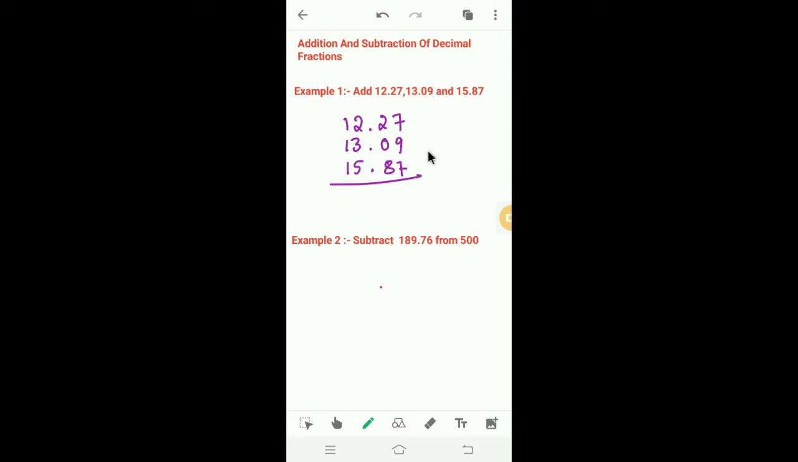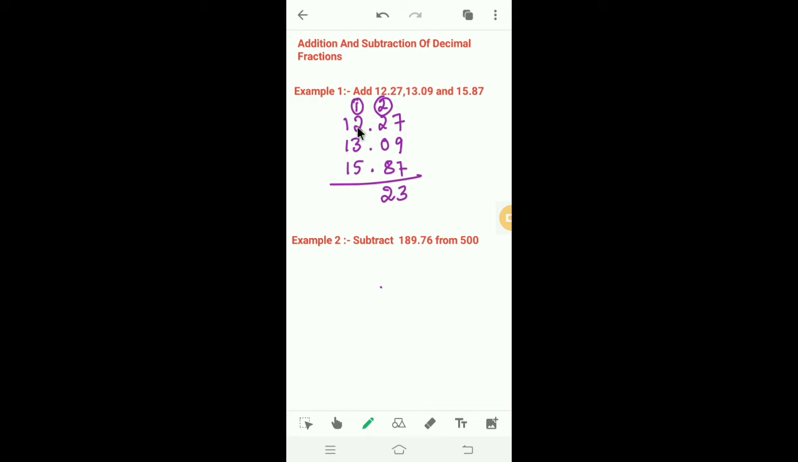So next we have to add 7, 9 and 7. 7 plus 9 is 16. 16 plus 7 is 23. So I will write 3 here and 2 carry. 2 plus 2, 4. 4 plus 0 is 4. 4 plus 8 is 12. So I will write 2 here and 1 carry.